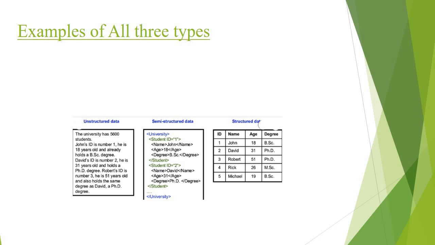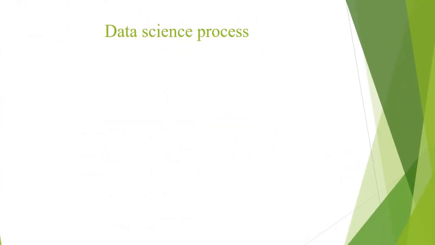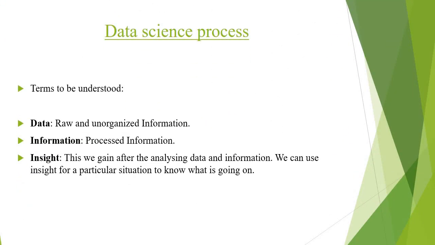Okay, so today's topic will be the data science process. Before that, we need to understand a few terms: what is data, what is information, what is insight. Data here we can see is raw and unorganized information. For example, if you're going for a survey and you just ask somebody a few questions, the information is raw. Only you know the information, it is not organized, like you just know it, you didn't note it down.